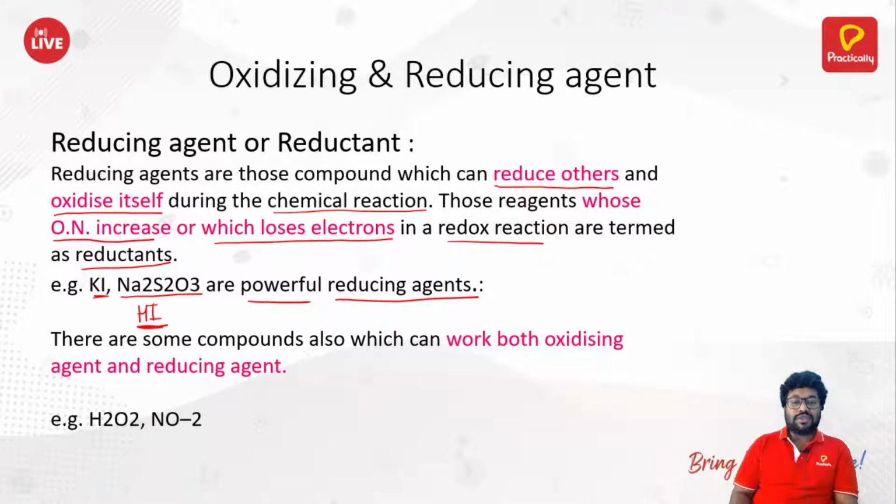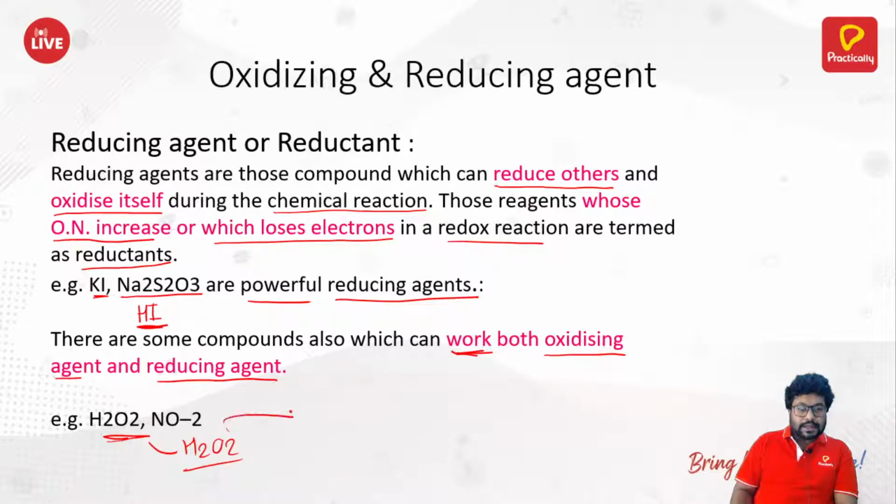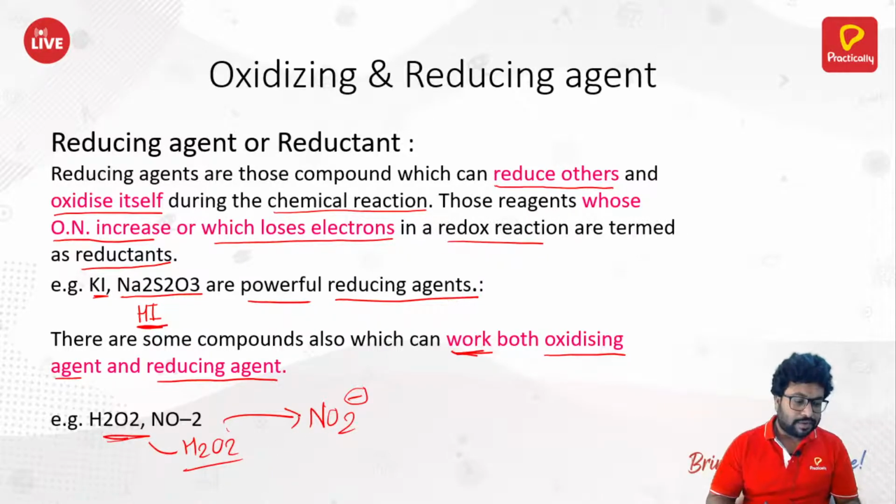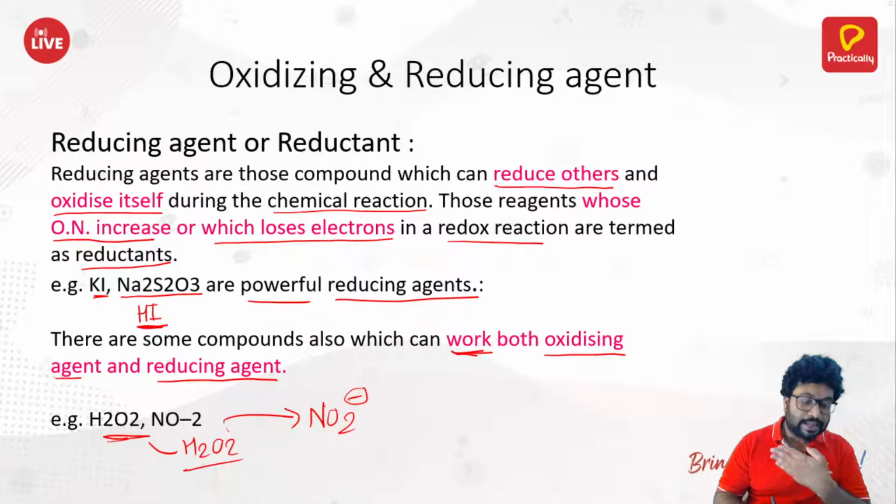There are some compounds also which can work as both oxidizing as well as reducing agents. What are those? H2O2. Hydrogen peroxide is one of them, and another is NO2 1 minus, the nitro group. Nitro group and hydrogen peroxide are the compounds which can act as oxidizing as well as reducing agents. Okay.